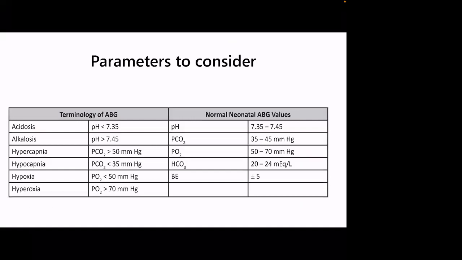So the parameters to consider are, pH: if it is less than 7.35, it is acidosis, and more than 7.45 is alkalosis. Then PCO2: more than 50 is hypercapnia, and less than 35 is hypocapnia. Then oxygen: normal is 50 to 70, hence hypoxia is less than 50 and hyperoxia is more than 70. And bicarbonate normal levels are 20 to 24, and base excess can be from -5 to +5.